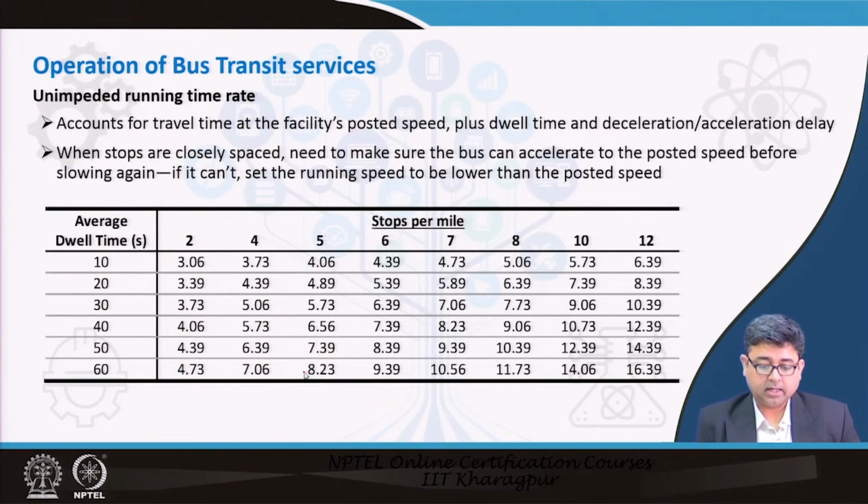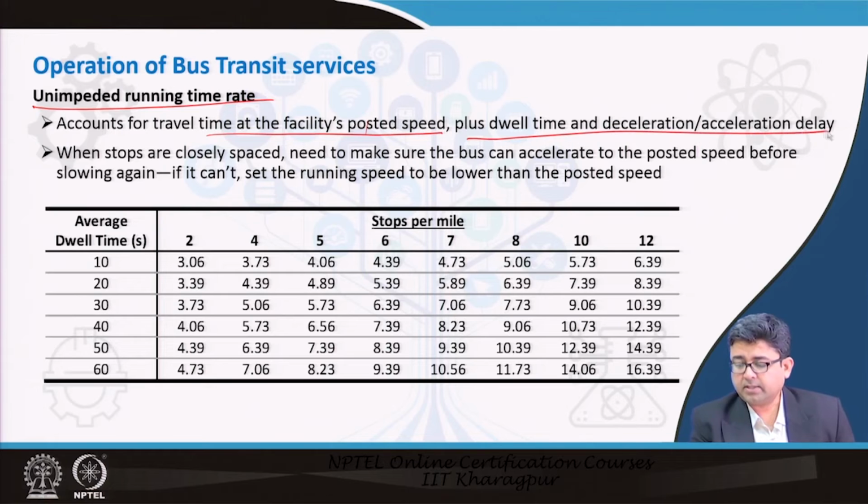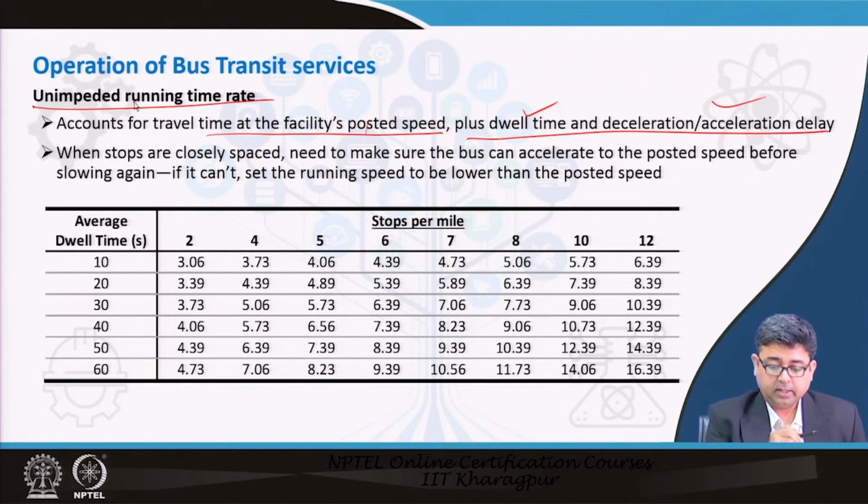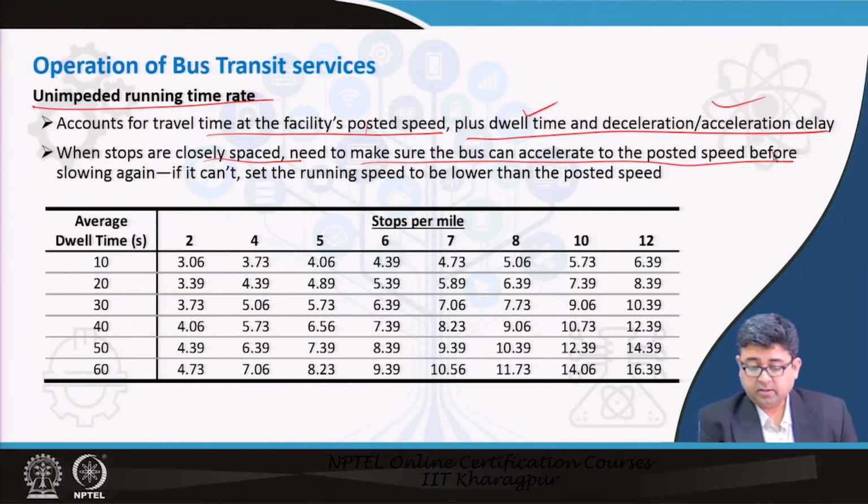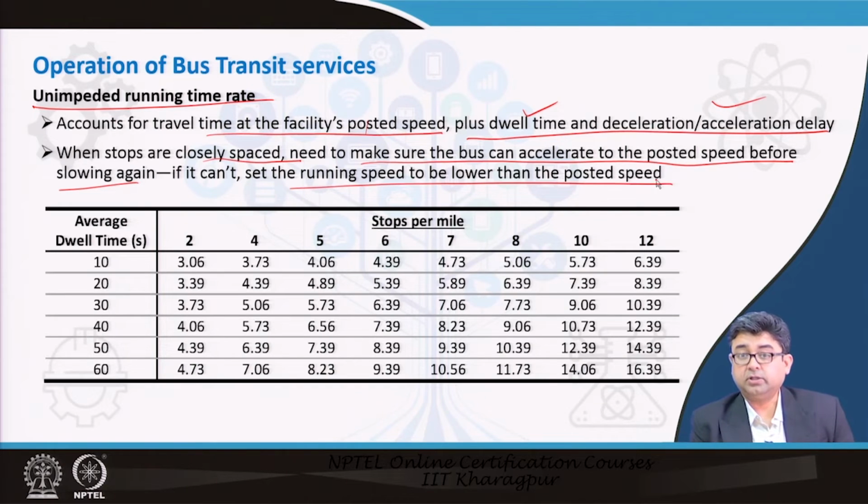So, let us look at what we mean by unimpeded running time rate. It accounts for travel time at a facility's posted speed plus dwell time and acceleration and deceleration delay, right. Whatever the posted speed is, plus your dwell time and acceleration and deceleration delay, will give you the unimpeded time rate. When stops are too closely spaced, you need to make sure that the bus can accelerate to the posted speed before slowing again. If it can't, then you set the running speed lower than the posted speed.